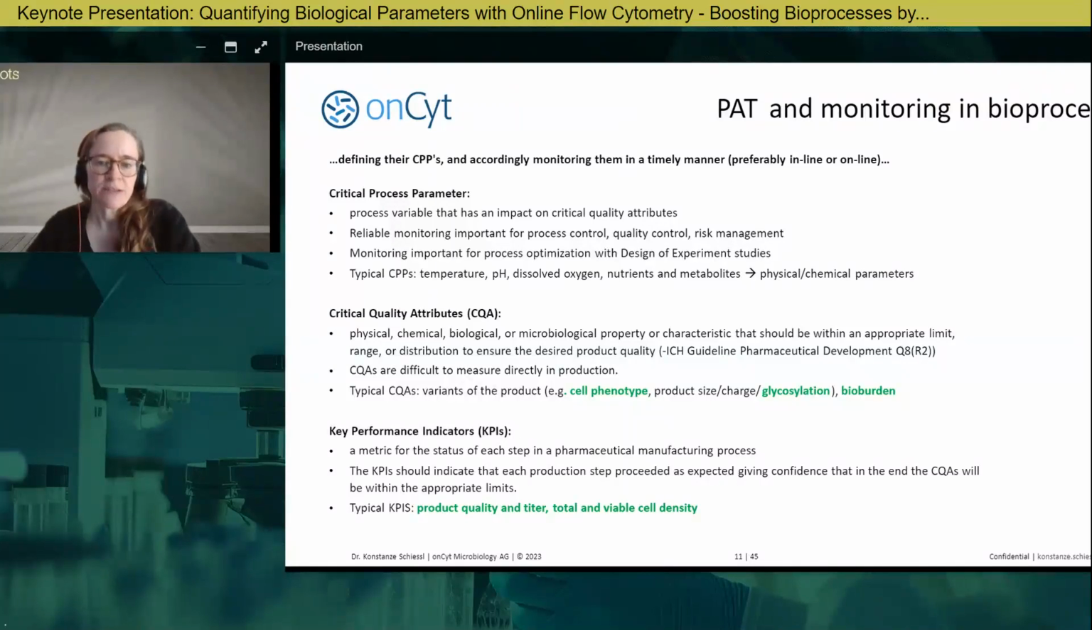So nowadays, mostly they are measured with manual methods. So someone taking a sample, bringing it to a lab, processing it there. So it's really challenging nowadays to measure these important parameters in an online way.